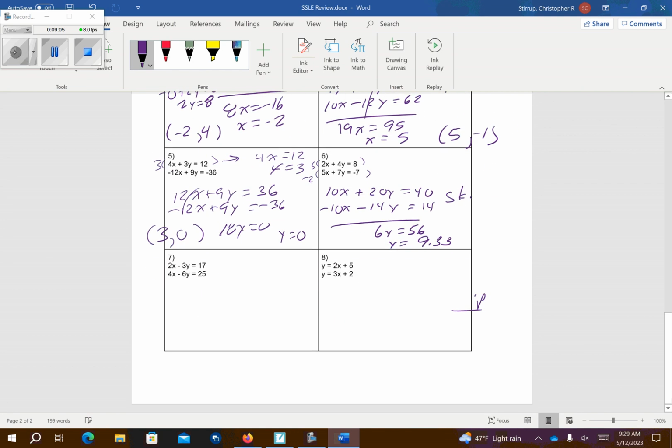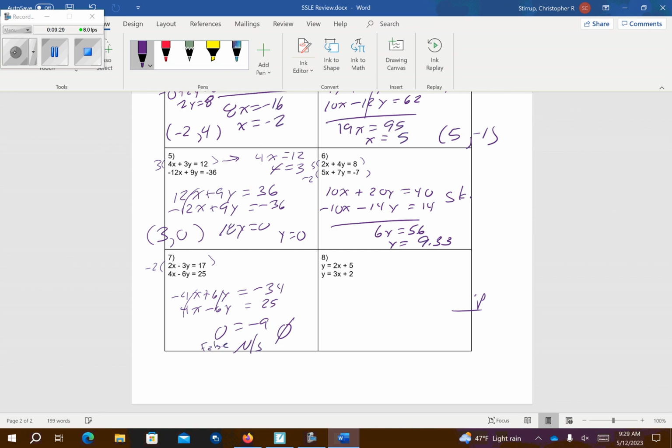All right, problem number 7. We can multiply the whole top by -2. So I'm going to get -4x plus 6y equals -34. The bottom stays as is because we already have opposite signs. So those all cancel. So 0 is equal to -9. This is no solution because that's a false statement.